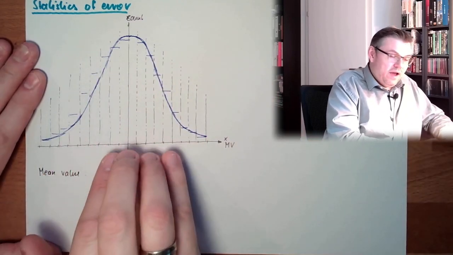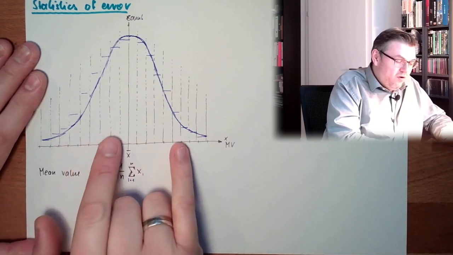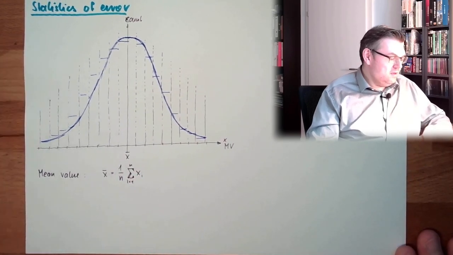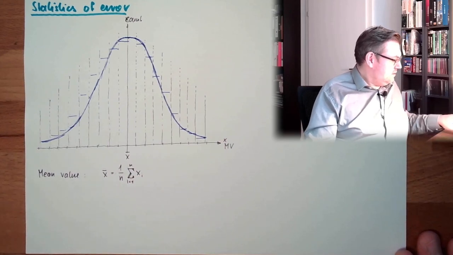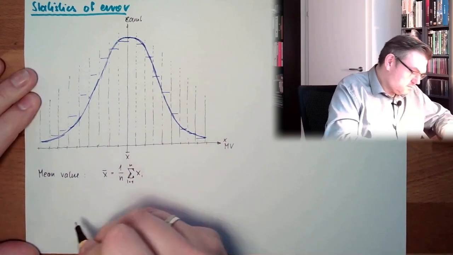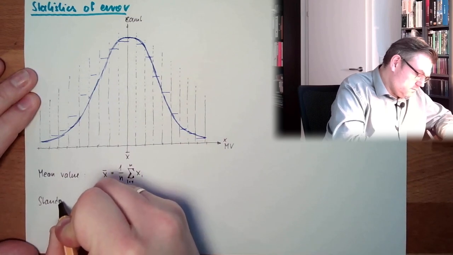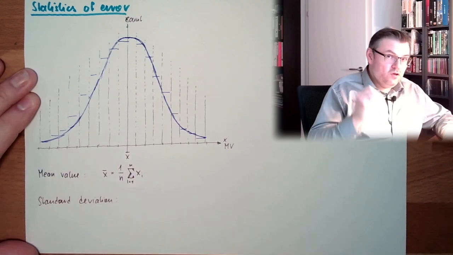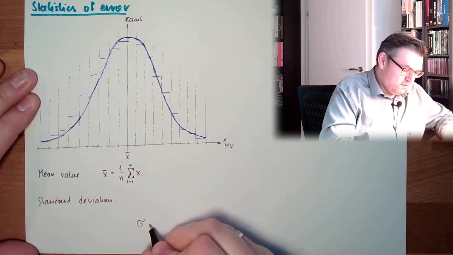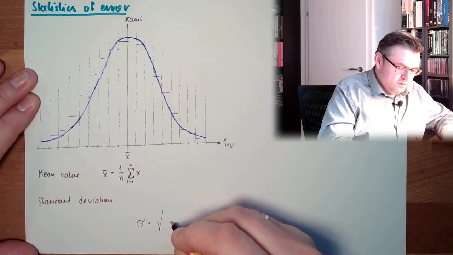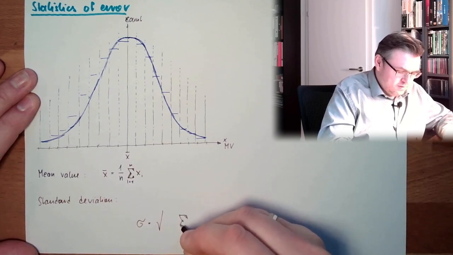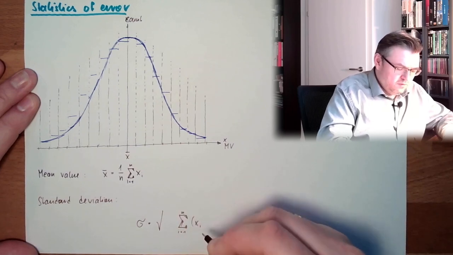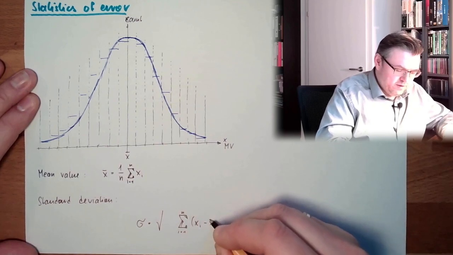So somehow I need to find how good the measurement is, how accurate the measurement is. And there are so-called standard deviations. The usual formula for standard deviation, sigma, is the square root of the sum from 1 to n of the actual measured value minus the mean value, squared.